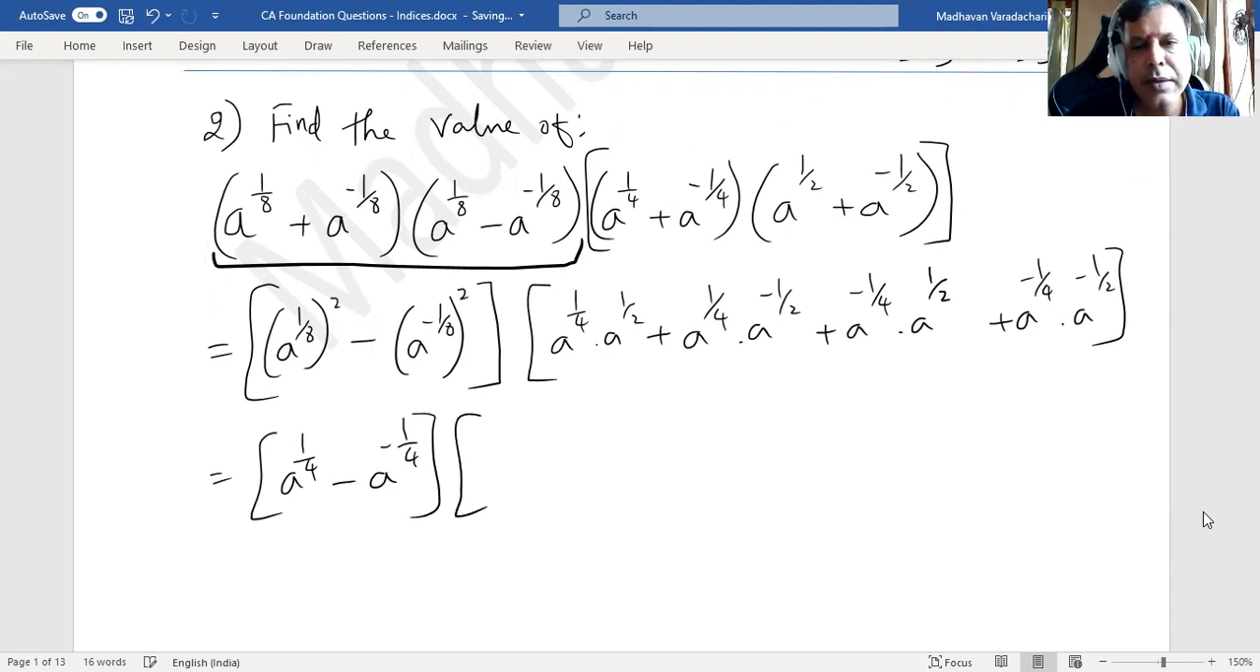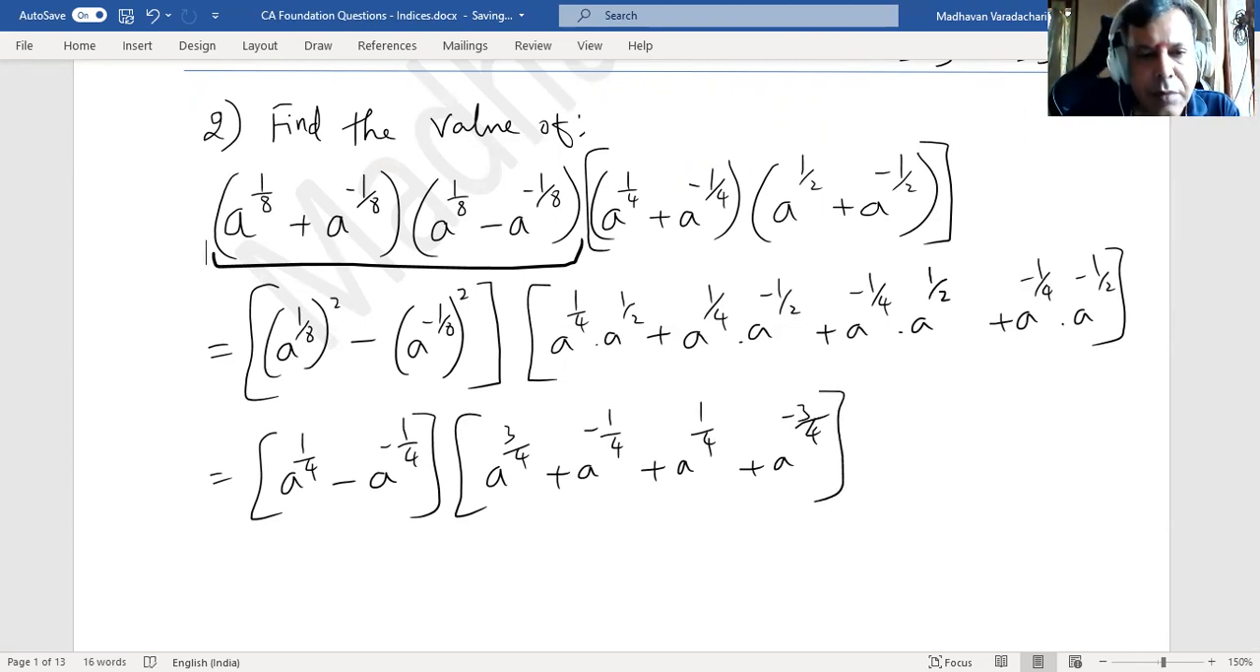Okay, now let us simplify this. Half and a quarter can be added. So this becomes a to the power of 3 by 4. Here it will become quarter minus half, so it is a to the power of minus 1 by 4. Next one will be a to the power of 1 by 4. Next one will be a to the power of minus 3 by 4.